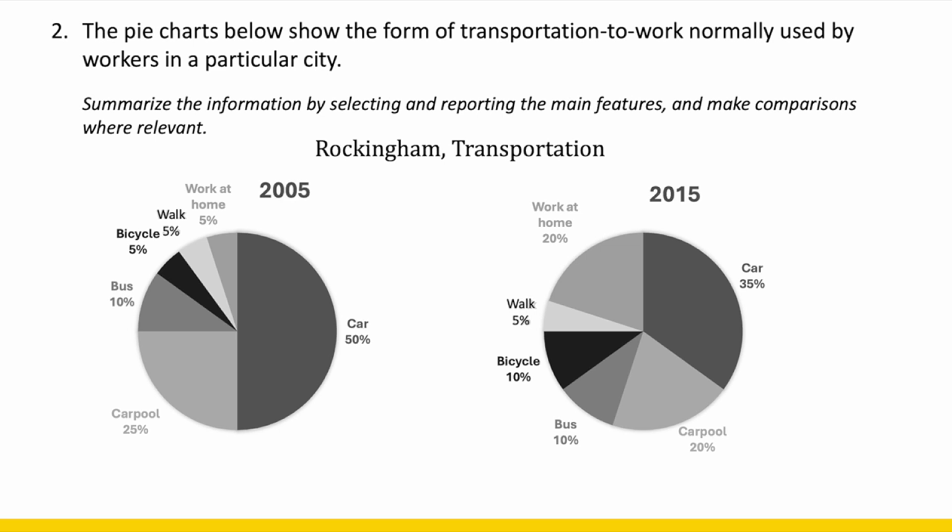As you see, in 2005, car was the most popular form of transportation. It had 50%. However, in 2015, it decreased in number, and now we have 35%. For example, walking was 5%, and it seems that it remains the same in 2015. And bus is also the same. And carpool used to be 25% and now it's 20%. So it decreased in 2015.